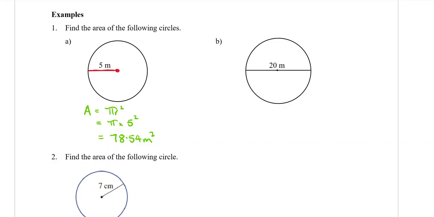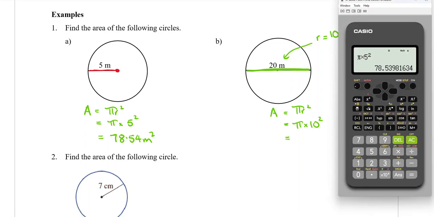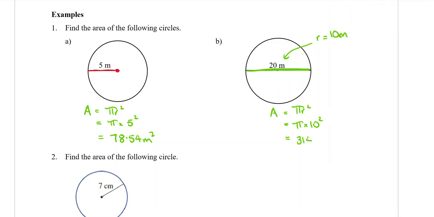Question B. This 20 here is a diameter, which means if I want the radius, you're going to have to divide that 20 by 2. 20 divided by 2 is 10 meters for the radius. So in the formula, A for area equals pi r squared. Subbing in, pi times my radius is 10, so 10 squared. Then in the calculator, pi times 10 squared is 314.16 meters squared.